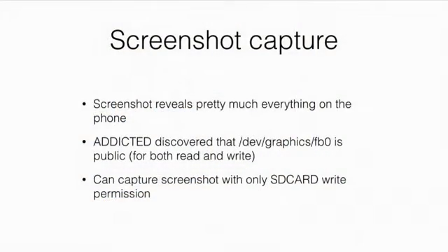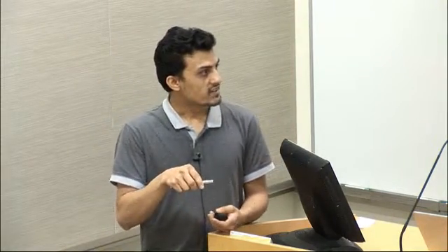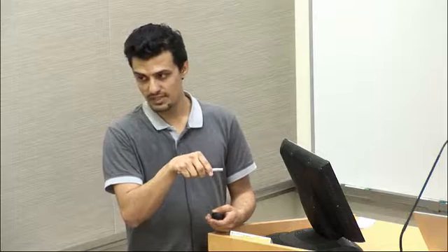Another one: we exploited the frame buffer issue, and now we can take screenshots. If you can take screenshots, that pretty much means you can steal whatever is shown on your screen, which means everything: you type your password, pictures, anything. And this is again because this file is publicly available. For this app we just need SD card permission, so we can store the screenshots.